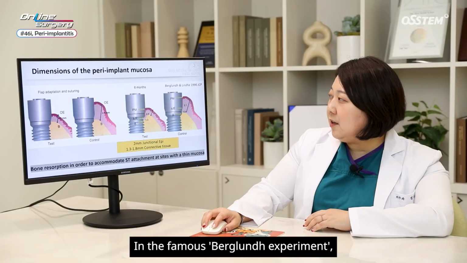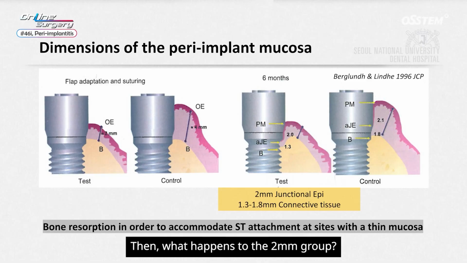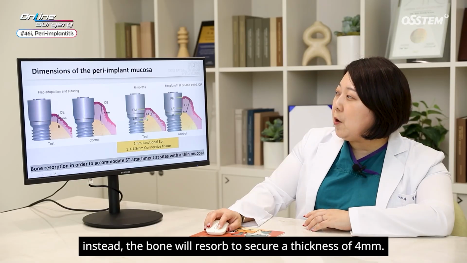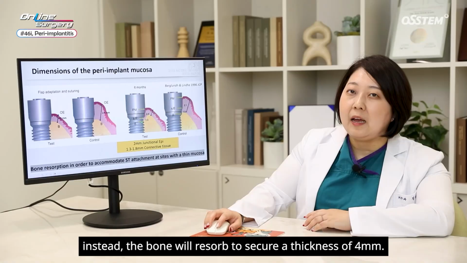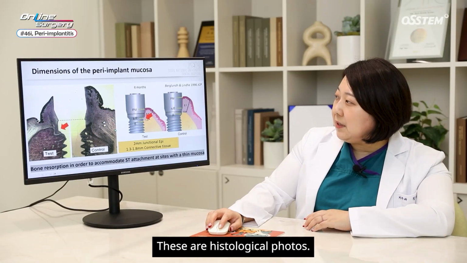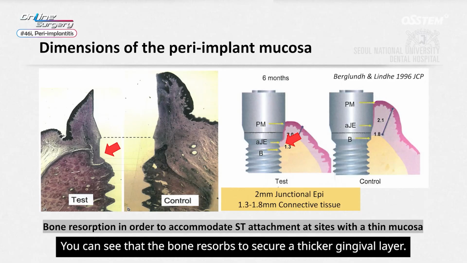In the famous Berglund experiment, there are two groups with a gingival thickness of 4 millimeters and 2 millimeters. Then, what happens to the 2 millimeters group? It's not going to remain intact. Instead, the bone will resorb to secure a thickness of 4 millimeters. These are histological photos. You can see that the bone resorbs to secure a thicker gingival layer.